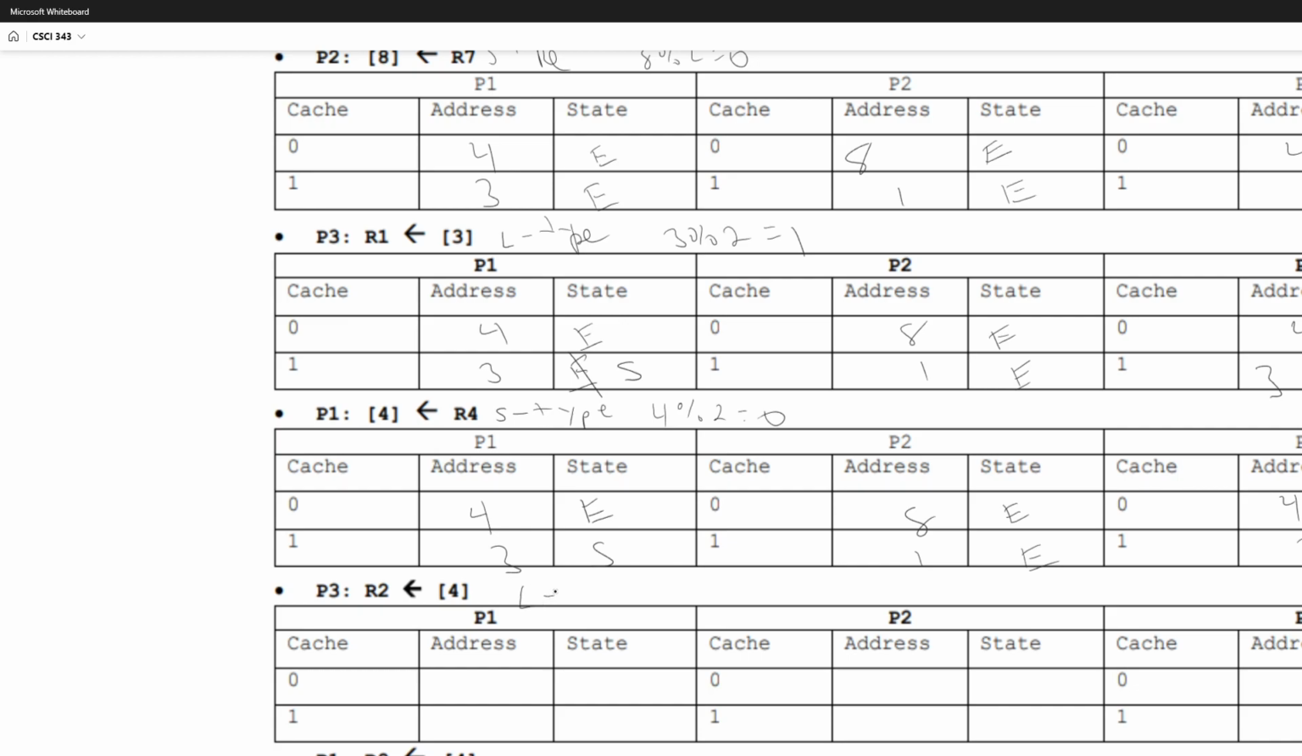I type for this line on processor 3. 4 mod 2 is 0 again. We check the address. It has it, but it's invalid. Then we have to check if anyone else has it. Processor 1 has it. So this will go from exclusive to shared. And then this will also go from invalid to shared. And then the rest stays the same.